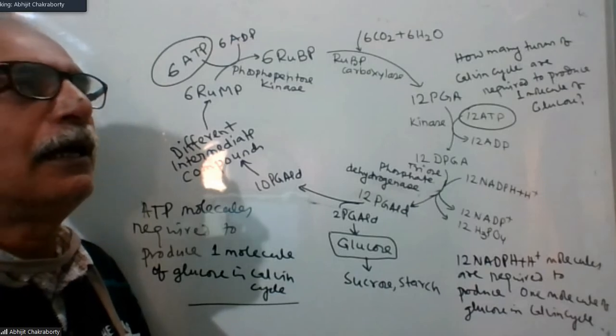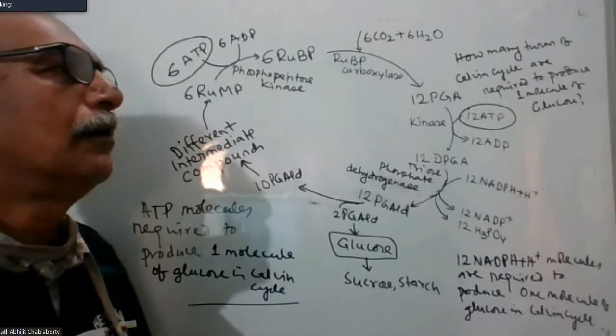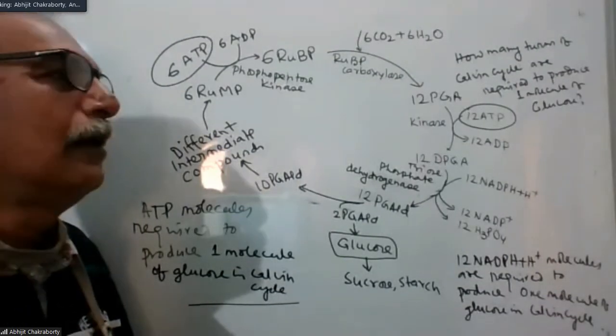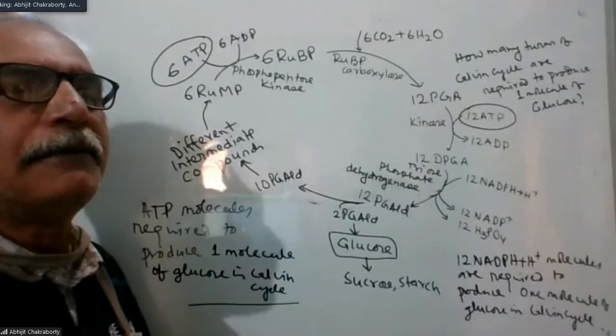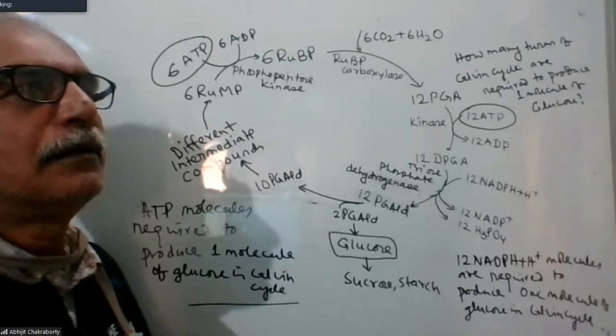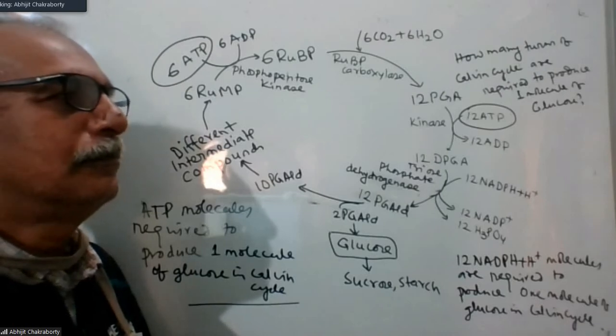Sir, can you repeat it again? Sir, write down. In 1 turn of Calvin cycle, there is fixation of 1 molecule of carbon dioxide. Okay? Yes, sir.